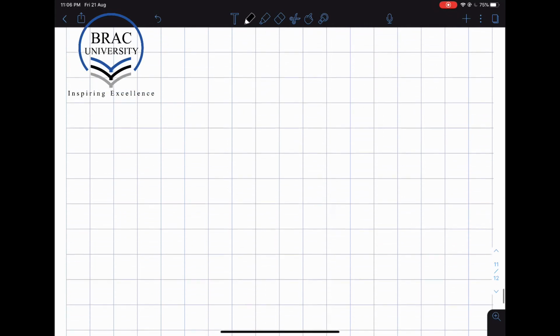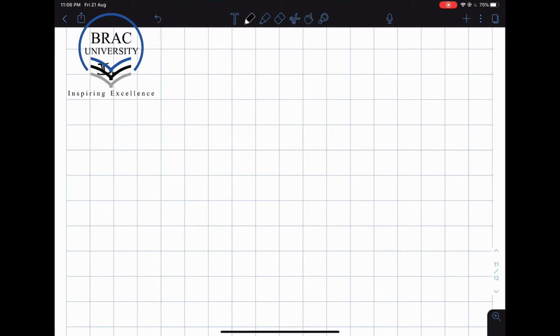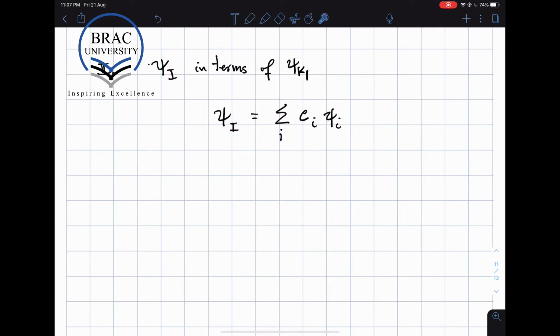Okay, what is the next step? Step 2 is going to be, we're going to express our initial wave function psi I in terms of psi k1. So we are expressing it in terms of the energy eigenstate. So how do we do this? Remember that because k1 is a continuous variable, it'll be an integral. So in principle, psi I would be the sum over i of some constant c_i times psi_i. Remember, this is what we discussed earlier in this lecture, that any wave function can be expressed in terms of the energy eigenstates. But in this case, the index i is continuous.